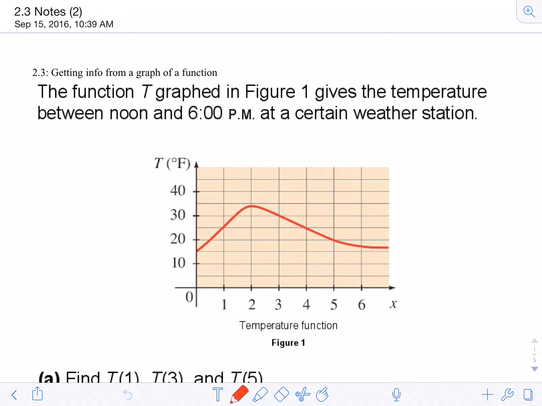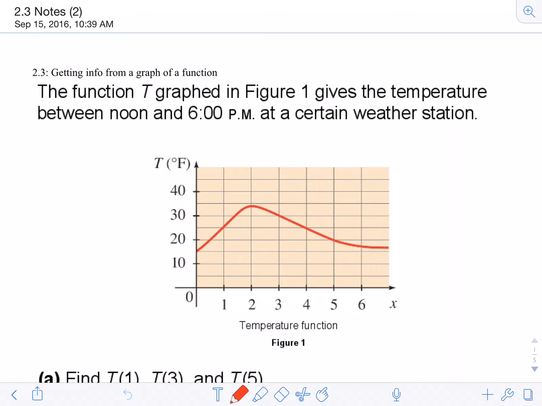2.3 is called graphs of functions, or getting graphs from functions, getting info from graphs of functions. Getting info is essentially talking about a graph and you being able to read a graph.